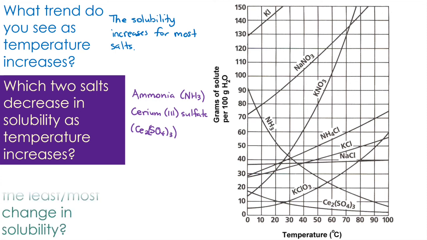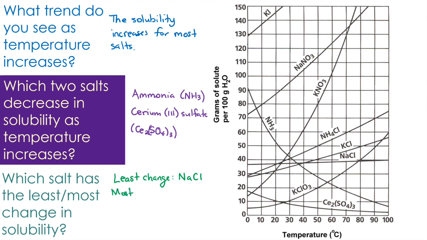Last but not least, which salt has the least or most change in solubility? So least means that it will be close to a flat line. That looks like sodium chloride. So let's write that down. Least change would be sodium chloride. And the most change, we're looking for the steepest curve, the one that looks like it's flying up to the sky. That one would be potassium nitrate.